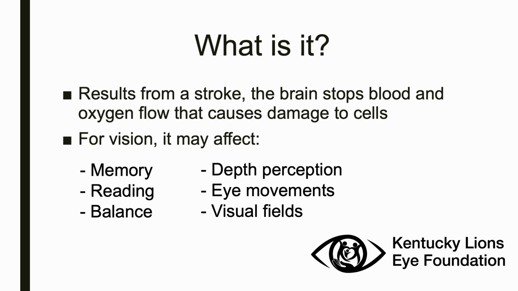brain cells for nutrients, which can cause damage and death of the cells. In relation to vision, it can affect parts of the brain that are in charge of visual skills, which can include memory, reading, balance, depth perception, eye movements, and visual fields.